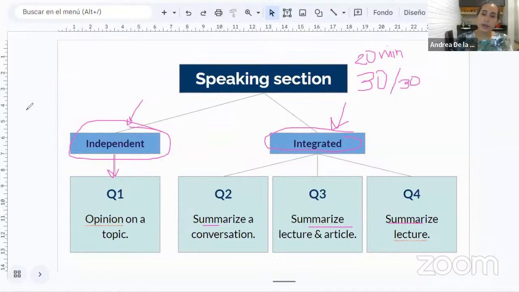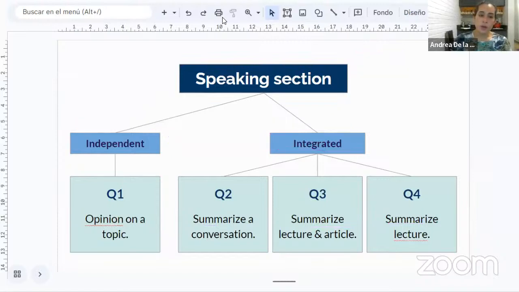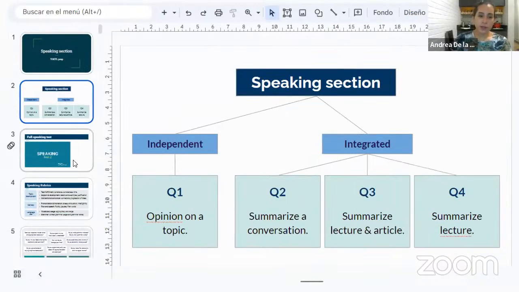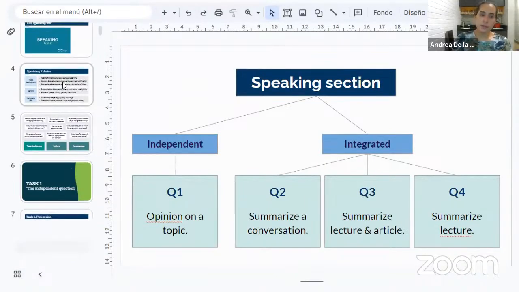Now, this week we said we're going to start working on task number 1, which is the independent question. We're going to be doing that one today and this week. Honestly, we have plenty of time to work on that, so we're going to take it slow.